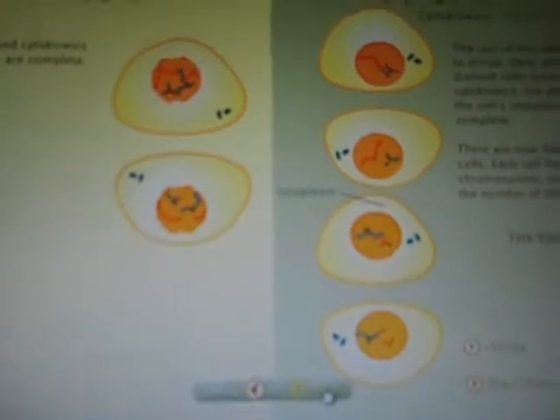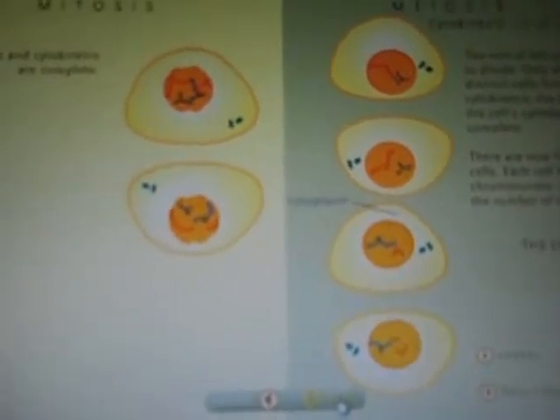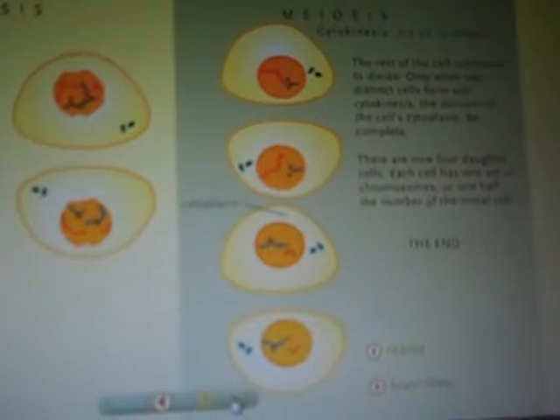We now have 4 haploid cells from the original. So those are some of the differences, once again, between mitosis and meiosis. Mitosis is one sequence of prophase, metaphase, anaphase, telophase, whereas in meiosis, you go through those twice. Here we have 2 diploid cells, exact copies. Here we have 4 haploid cells with some variation if crossing over does take place.